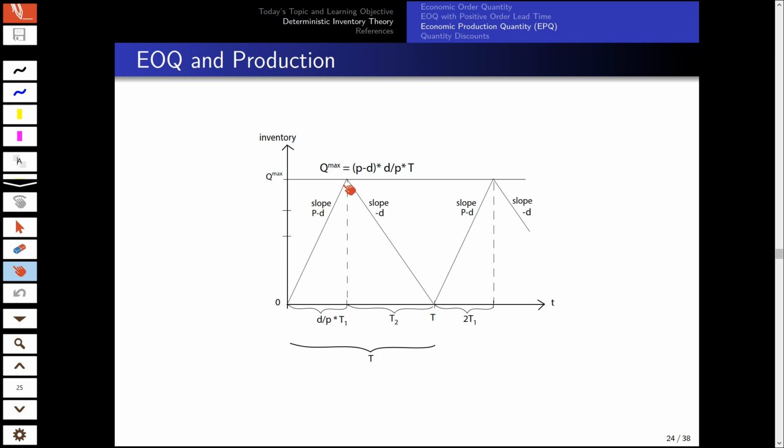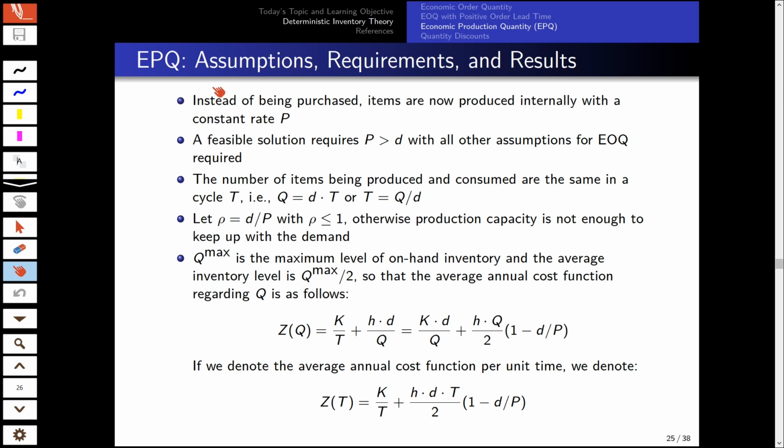So Qmax we can also write at this peak time where we stop the production as P minus D, that was the rate of building up our inventory, multiplied by Q divided by P, which is the time here that we are building up inventory. Then we stop, and then we have the usual depletion rate until we hit 0. So the optimal values are first some little text that I just explained, what happens.